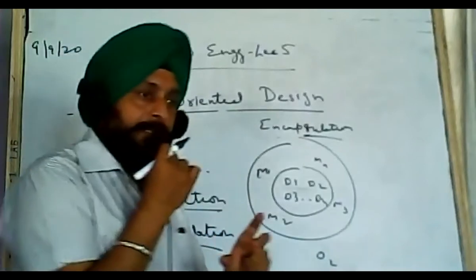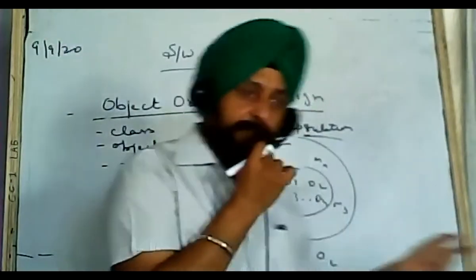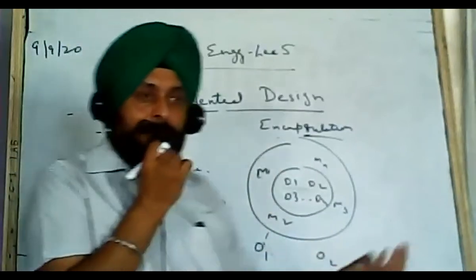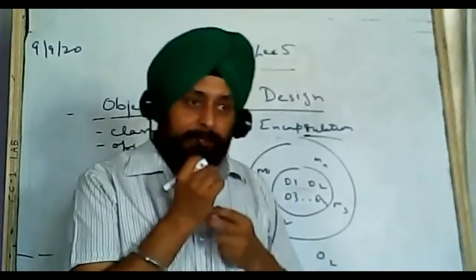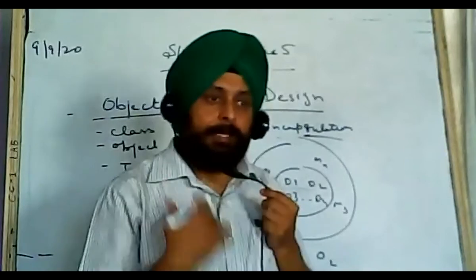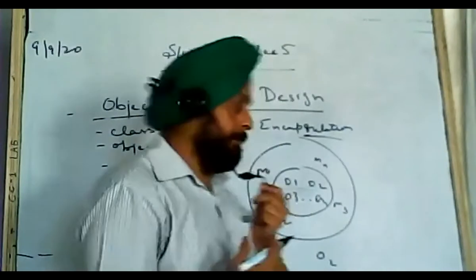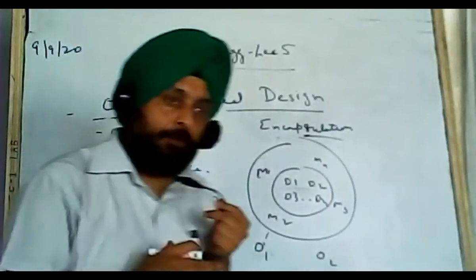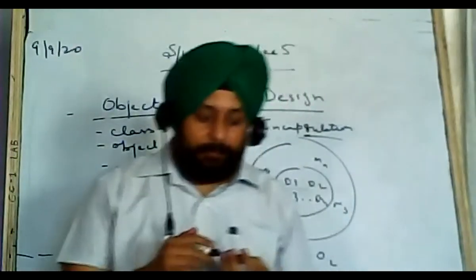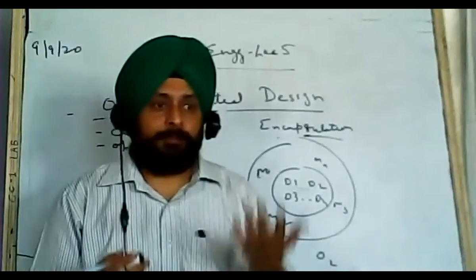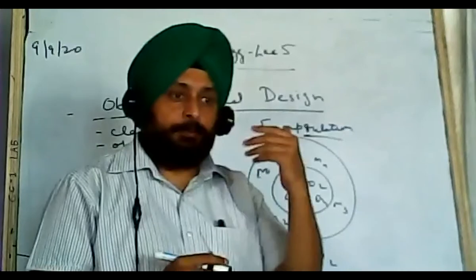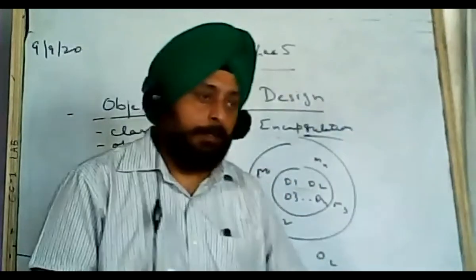Inheritance is a type of relationship between two classes. Here, one class is the base class and another class is the derived class. So the derived class inherits the properties of the base class. Then there is abstraction: what has to be shown and what not to be shown, because every component of a system should not be visible to the user. Something should be hidden and something should be displayed to the user.